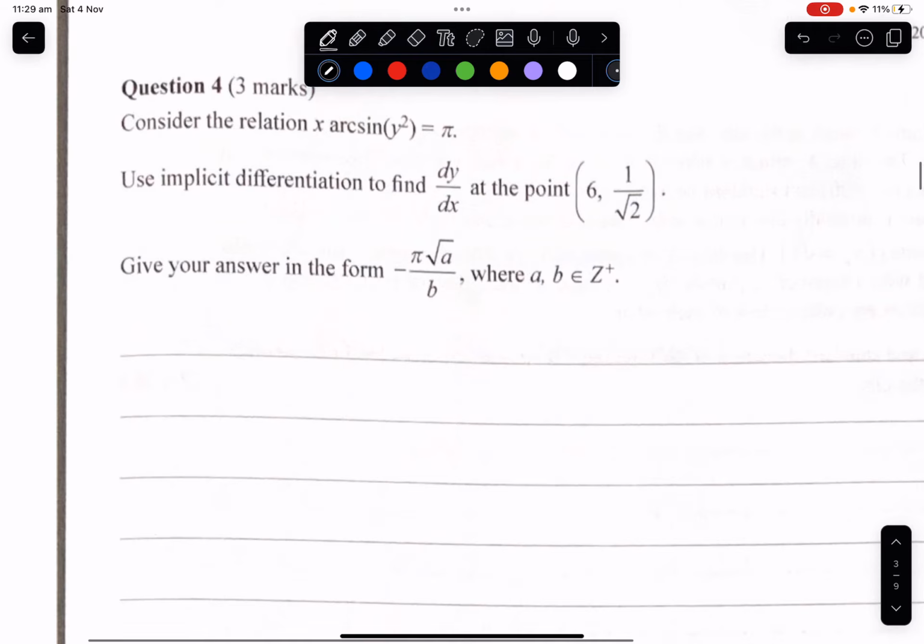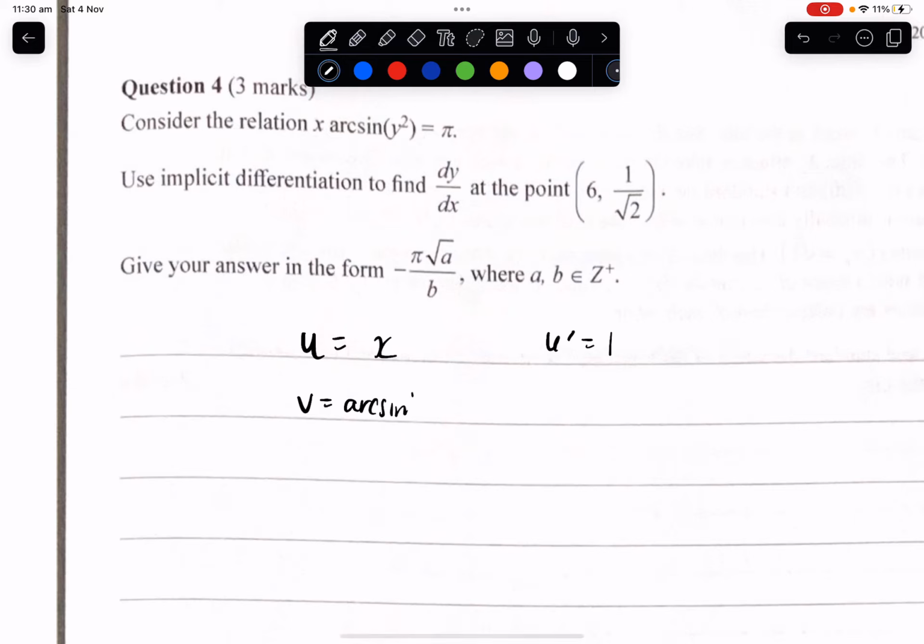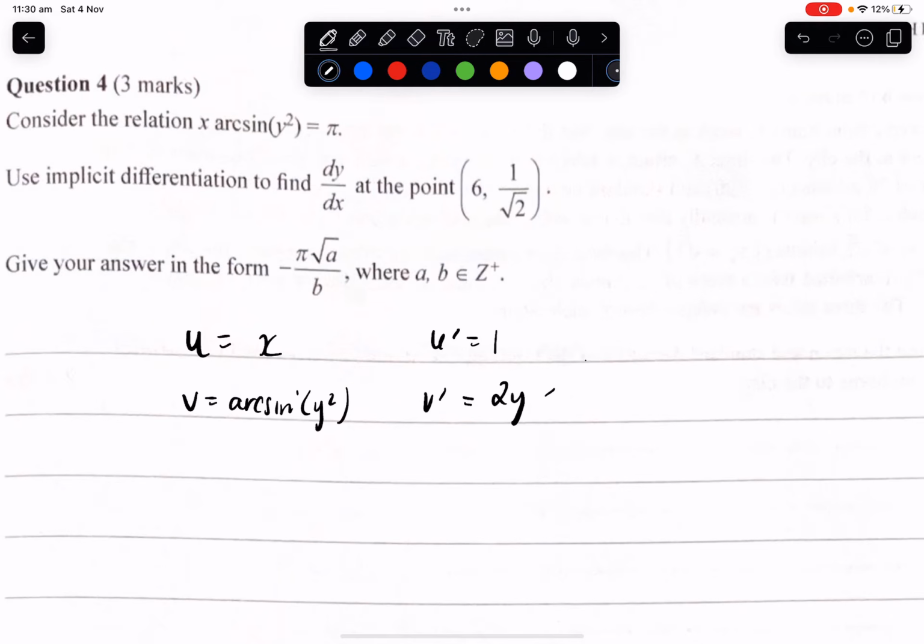Okay. So I'm just going to write out u dash. V is arcsine y squared. Now v dash is, differentiate the inside, you get 2y. And then it would be times 1 over the square root of 1 minus x squared. X is y squared, so this is going to be 1 minus y to the 4. And then you have to multiply by dy dx.